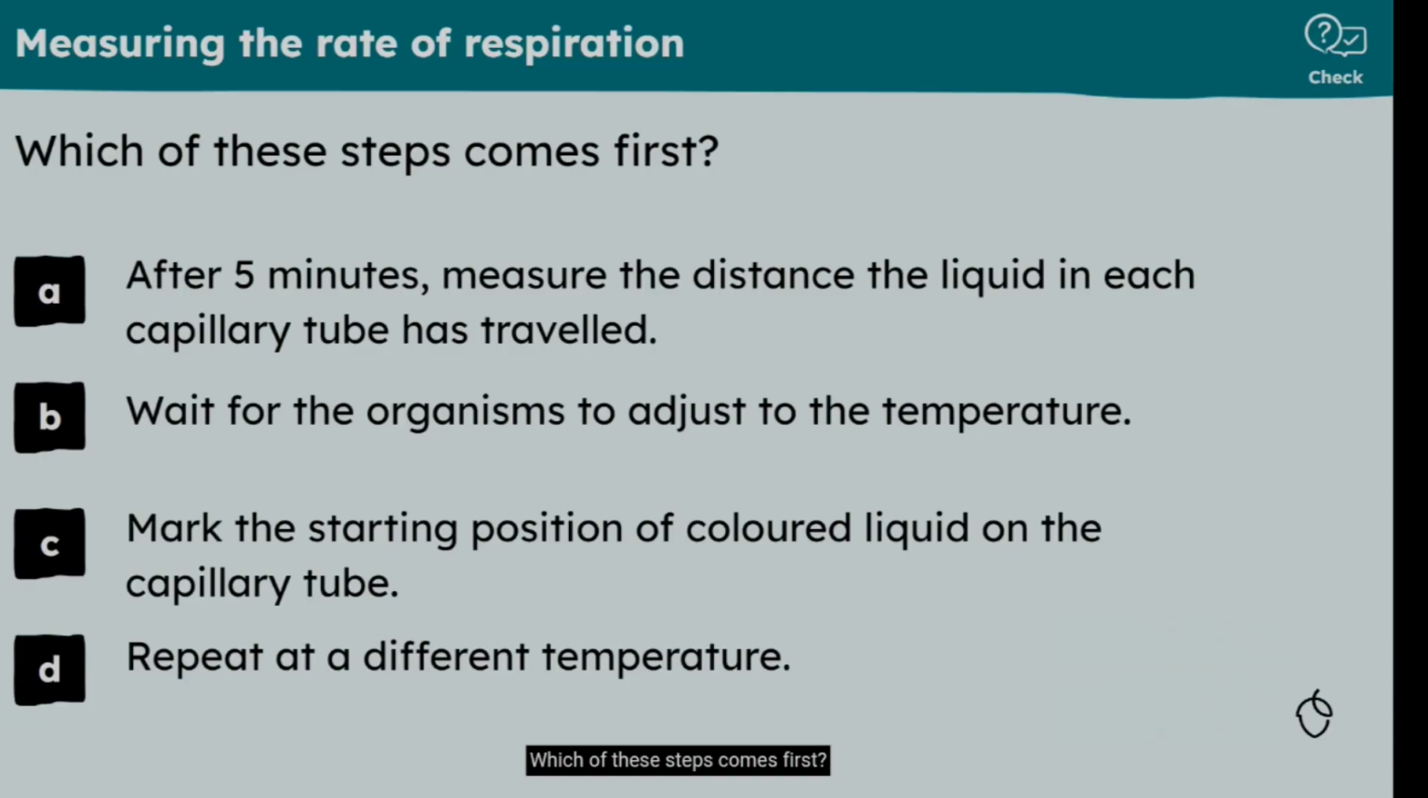Which of these steps comes first? Is it A, after 5 minutes, measure the distance the liquid in each capillary tube has travelled? B, wait for the organisms to adjust to the temperature? C, mark the starting position of coloured liquid on the capillary tube? D, repeat at a different temperature? Take 5 seconds. If you want some more time, click pause, click play when you're ready to see the answers.